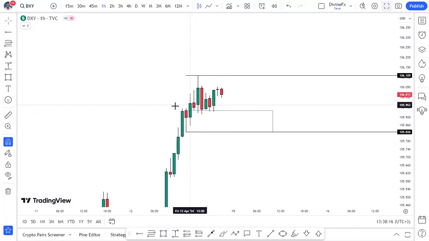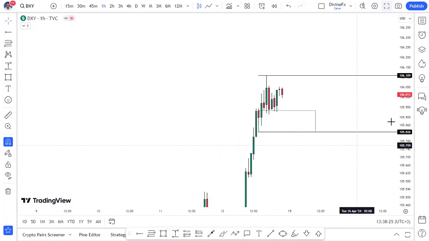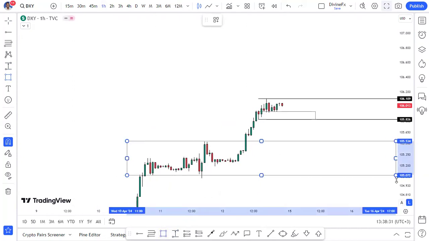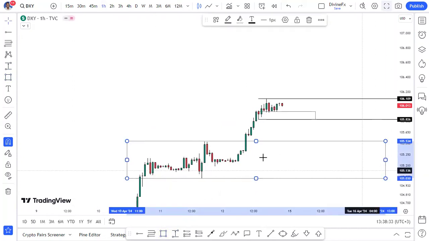If this level is violated and price manages to close below this price here, 105.826, then I will think of buying at this area, this daily area of liquidity. This is where I will think of buying. Otherwise, I will keep buying around this area, moving to the upside.